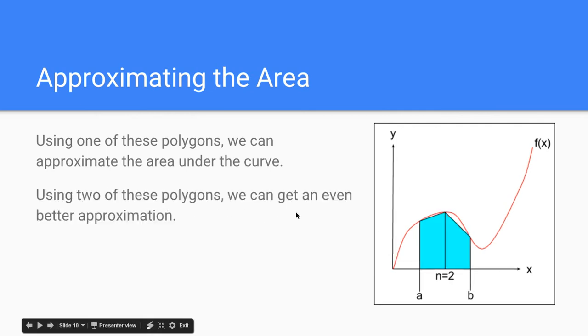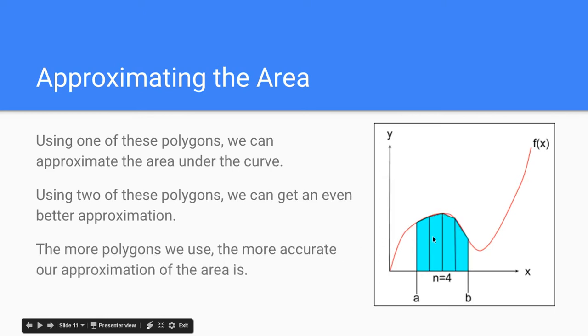Using two of these polygons, you can get an even better approximation. As you can see now, I have 2, and it's even closer to the exact area. And now I have 4, and look how close it is to the actual area. The more polygons we use, the more accurate our approximation of the area is. So n here is the number of these polygons we have. The larger n gets, the better our approximation is.